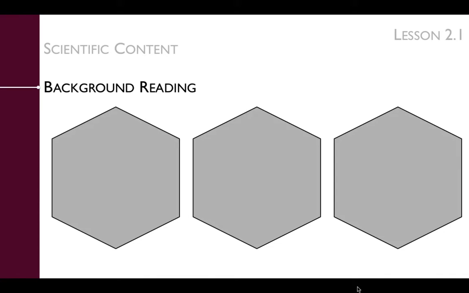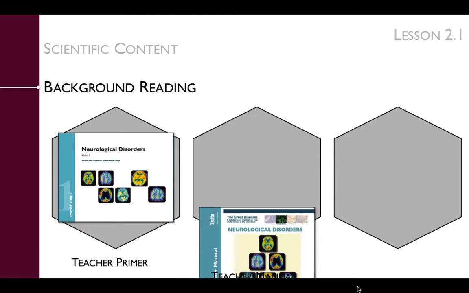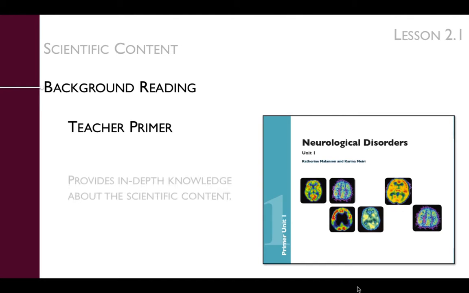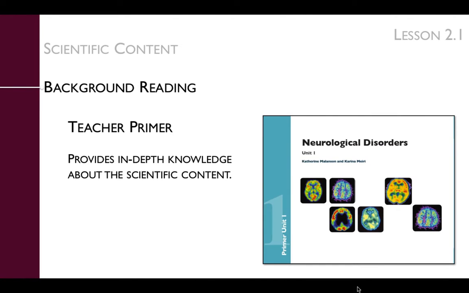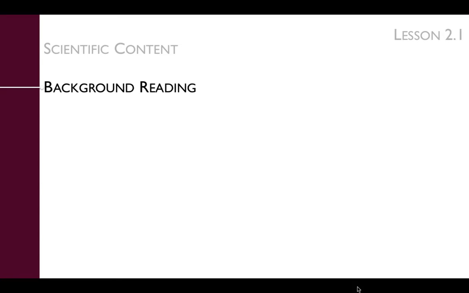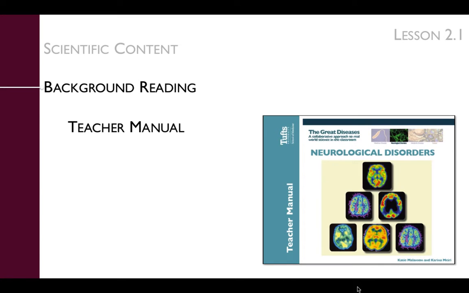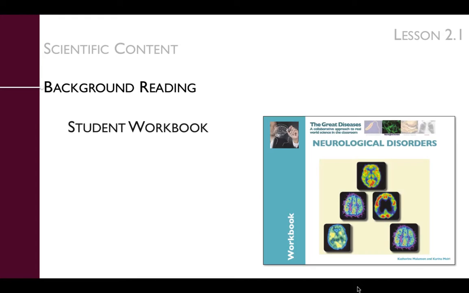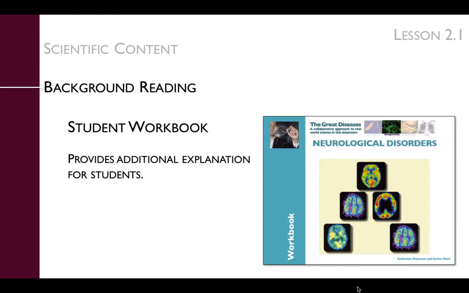You can review this scientific content in the background reading provided to you in the teacher primer, the teacher manual, and the student workbook. The teacher primer provides in-depth knowledge about the scientific content presented in the lesson. The teacher manual or lesson plan provides a minute-by-minute explanation of the lesson structure, including instructions on how to manage the discussion and activity. And the student workbook provides additional explanation for students.